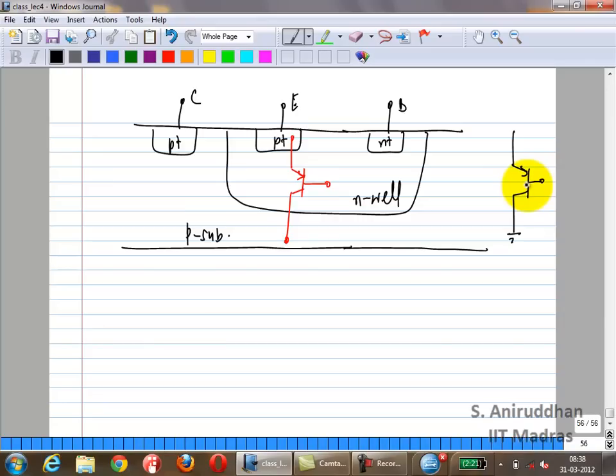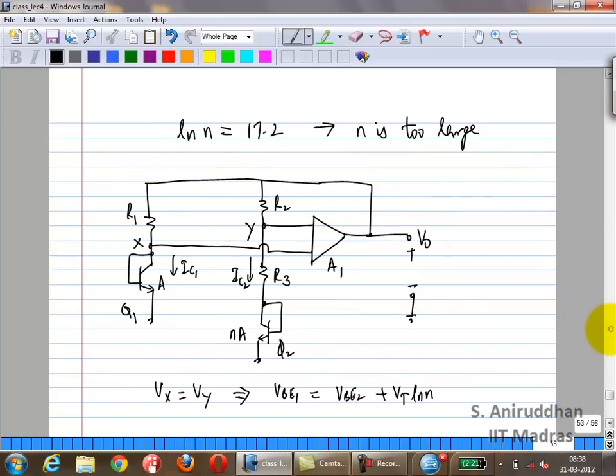So how do you modify your circuit to include PNPs? Any ideas? If you flip the whole thing, will it work? Actually, can you do it? Remember that the collector of the PNP is grounded. If you flip the whole thing, you want the collector, right? That won't work.